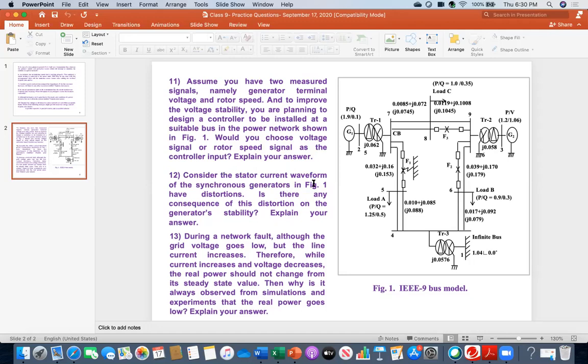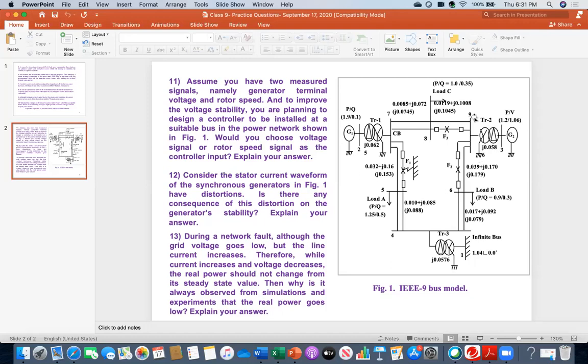Consider the stator current waveform of the synchronous generators in figure 1 have distortion. In this figure, there are two generators, G1 and G2, and they have the stator current, the actual current that is produced and going to the network. There is some distortion. Is there any consequence of that distortion on the generators' stability? This class is dedicated to stability, so everything is related to stability. I am bringing all those possible scenarios that we need to understand, and we have to put control means.